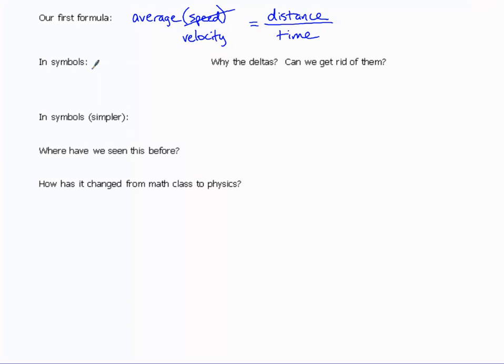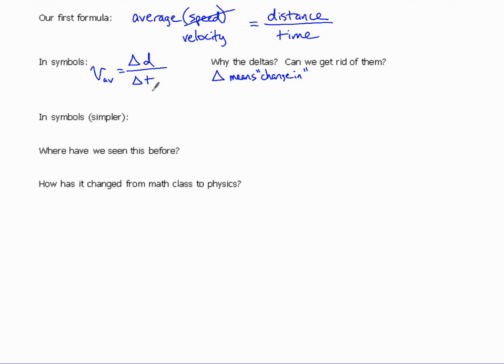In symbols, average velocity equals delta D over delta T. Why the deltas? A triangle. Why the delta? Delta means change in. So we are looking at the change in distance divided by the change in time.